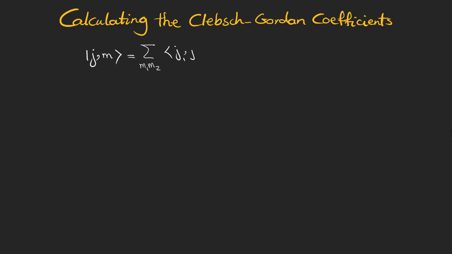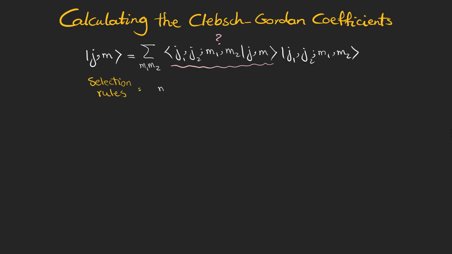Now, let's see how we can calculate these coefficients. Let me remind you that we are looking for these coefficients that connect the coupled and uncoupled bases, and these coefficients form a unitary matrix. And we also came up with these selection rules that give us both the upper and lower bound of j and also the elements that are non-zero.